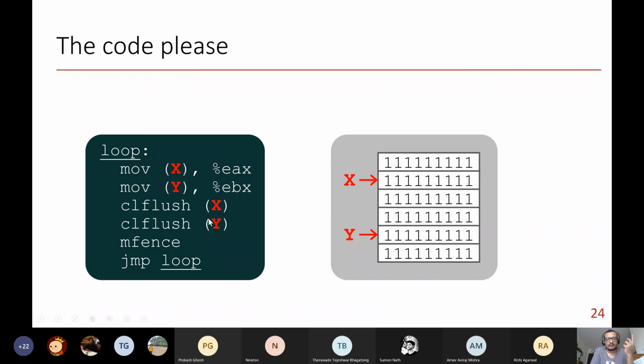And this is the entire code. That's all. This is the attack, right? So you are inside a loop. You are accessing two different memory addresses, and you are flushing them. That's what it is, right? So you are loading them, and you just keep on trying to access them again and again, and that affects the nearby rows. Okay.